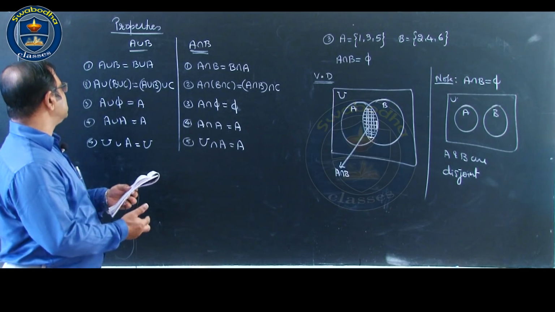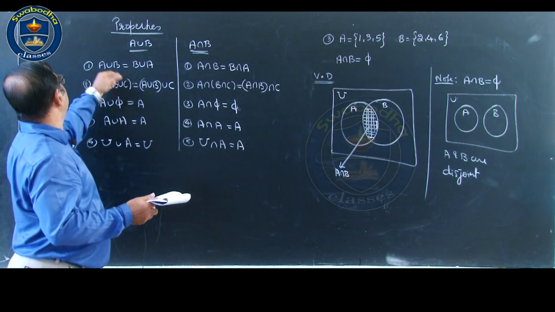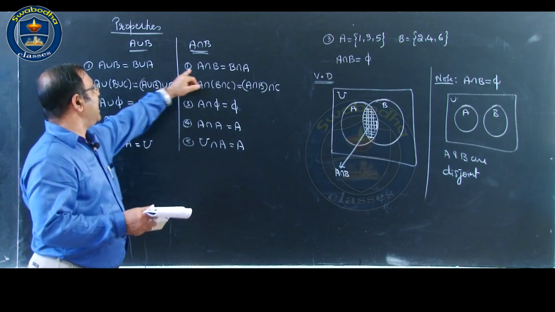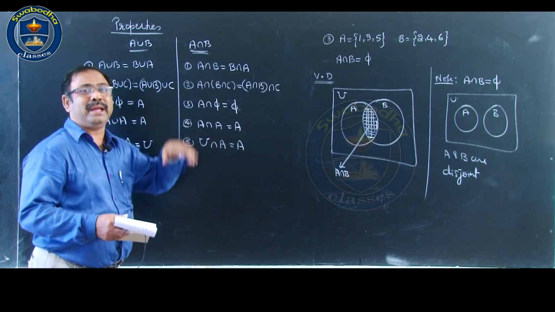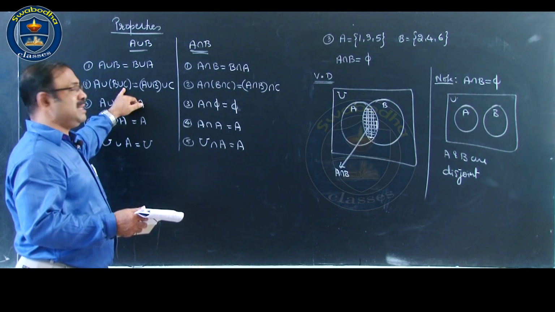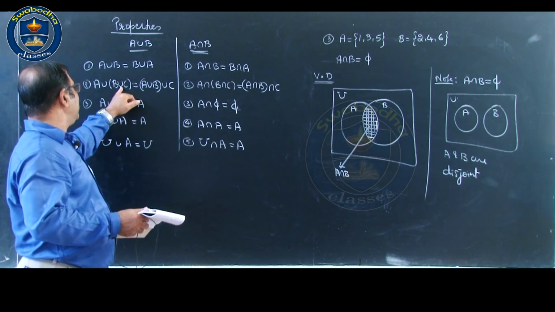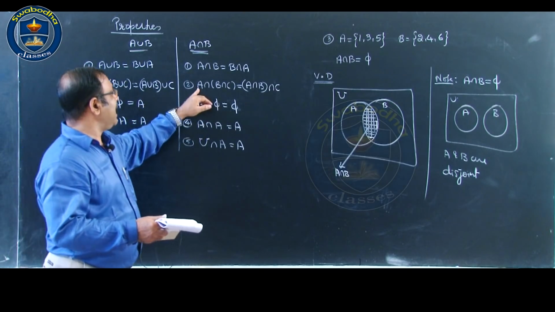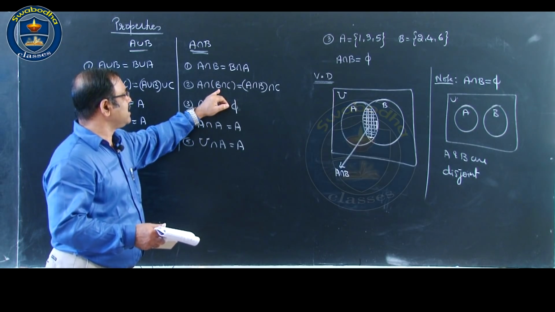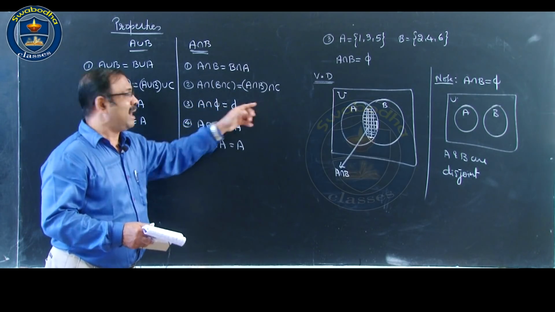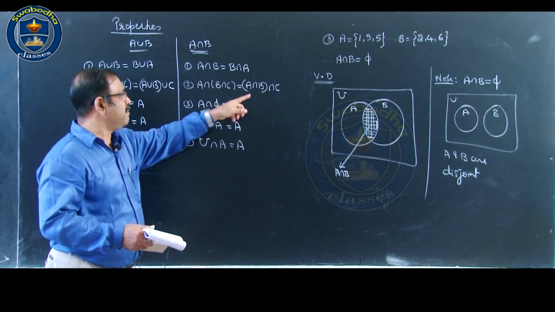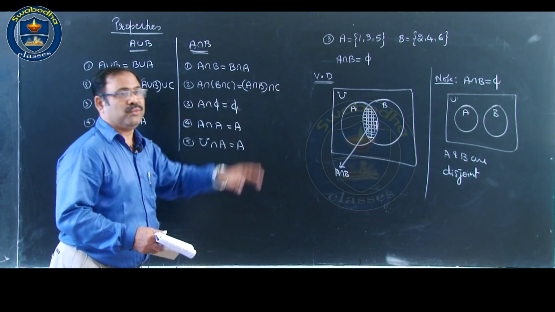So, remember the properties also. What is A union B? A union B is same as B union A. So, A intersection B is same as B intersection A. Then A union B union C is same as A union B union C. Similarly, A intersection B intersection C is same as A intersection B intersection C. And here the intersection of A with B and C is same as intersection of A and B with C.